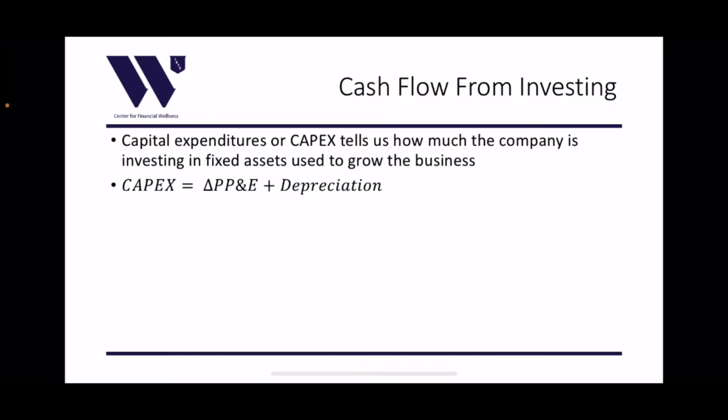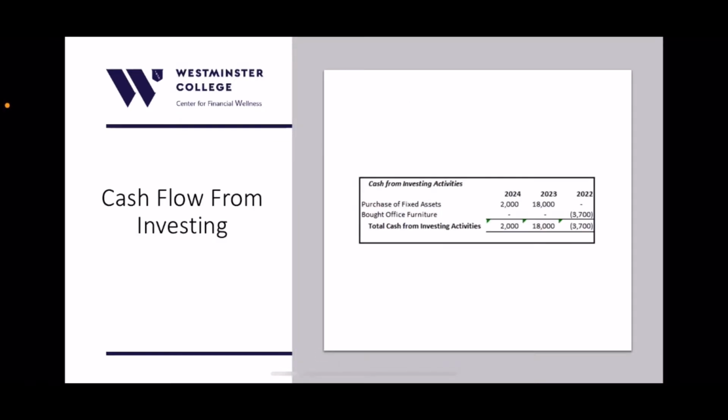So here we have a very simple look at cash from investing activities, or at least the specific portion in the cash flow statement that's looking at cash flows from investing. So let's break it down real quick so we can build up that CapEx example. We'll see here in 2023, there was a purchase of $18,000 for our fixed assets. And then in 2024, there's a purchase of $2,000 in our fixed assets.